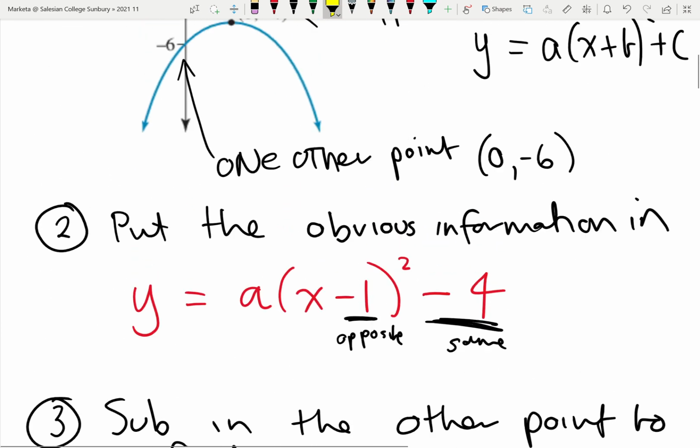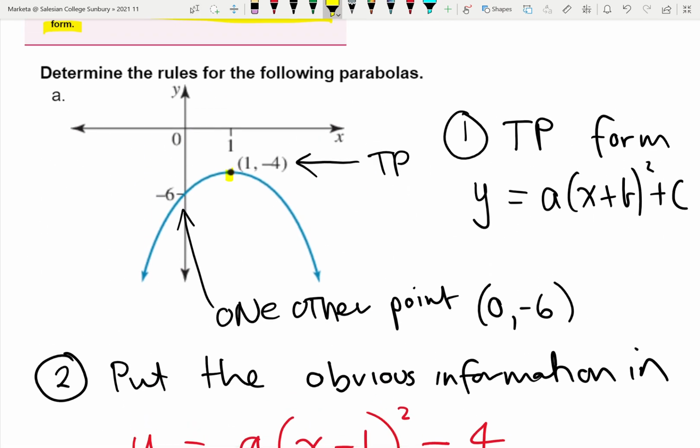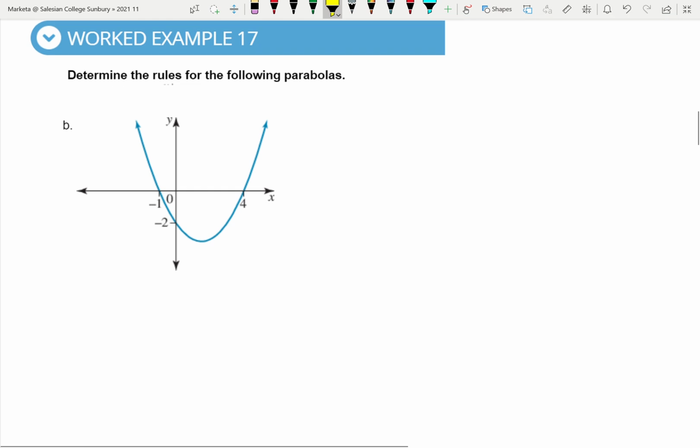And notice that this one, the features, as we said, were the turning point and one other random point. And that other point was a y-intercept this time, but it could have been one of the x-intercepts. It could have been just a random point. The only thing that must be there is the turning point for us to use turning point form. Let's move to the next one. And in this case, they are giving us two x-intercepts.